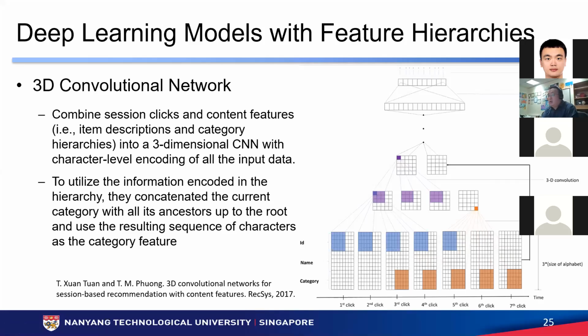What this does is that it will concatenate the current category along the path along the hierarchy, all the way to the root, with all the ancestors of the current category. It then uses this sequence of category features, concatenates all of that, and utilizes that information in the hierarchy. So this is the way to utilize the information in the feature hierarchy.